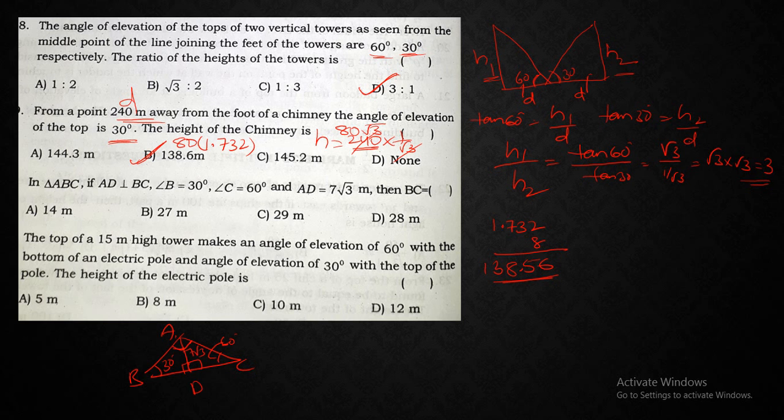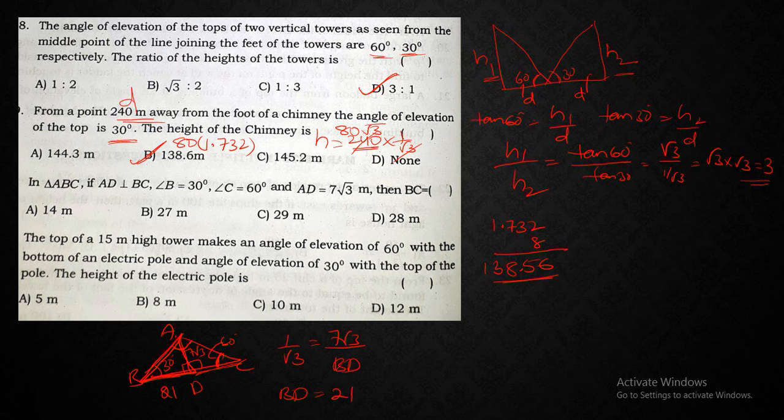Then BC is equal to how much? So he is asking you to find out this total distance. So this is 30 and this is 60 and this is 7 root 3. So if I apply tan 30 in this triangle ABD, tan 30 is nothing but 1 by root 3 is equal to 7 root 3 by BD. So when I cross multiply, BD is equal to 7 times 3, which is 21. So this length is 21.